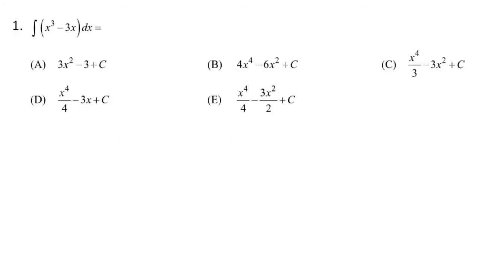Right, we will be discussing the solutions to your review quiz 3. For number 1, we have an integral, and we are trying to integrate x cubed minus 3x. So when we go through our integration process, we have x to the 4th over 4 minus 3x squared over 2 plus c. So that looks like we're going to get answer choice E.